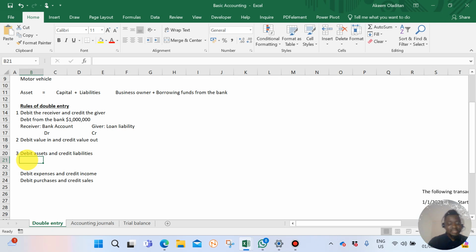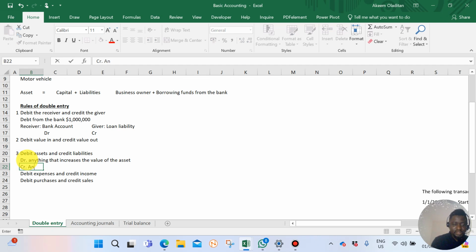So anything that increases assets, you debit. Let me say anything that increases the value of the assets, you debit, and you credit anything that increases the value of the liability.